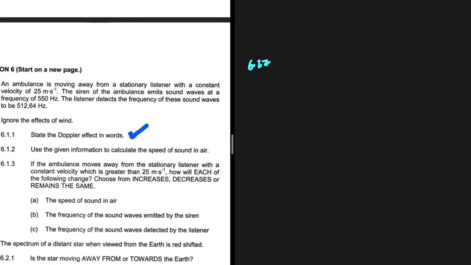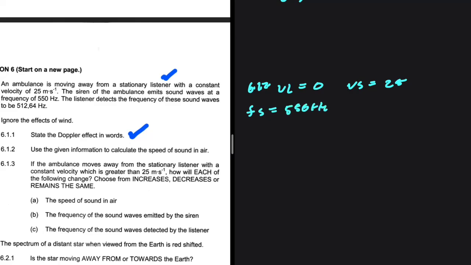So an ambulance is moving away from a stationary listener. If the listener is stationary, then we have VL, the velocity of the listener, being equal to 0. The ambulance is moving away from the stationary listener with a constant velocity of 25, so we have Vs, the velocity of the source, being equal to 25. The siren of the ambulance emits sound waves at a frequency of 550 Hz. So we have the frequency as emitted by the source being 550 Hz.